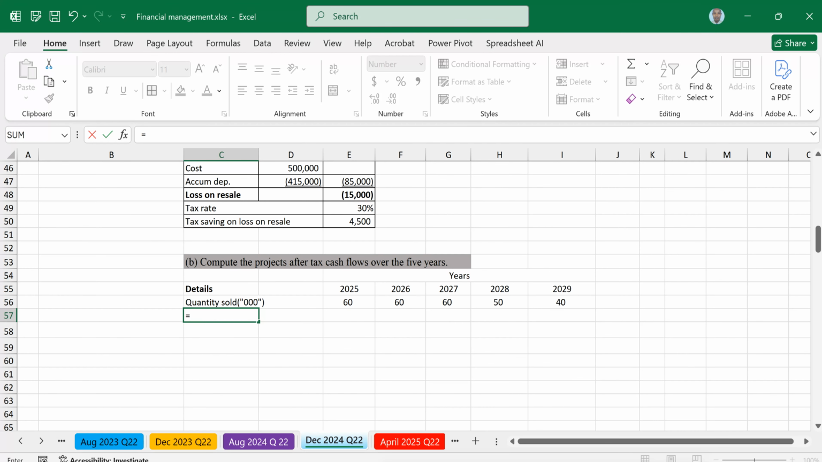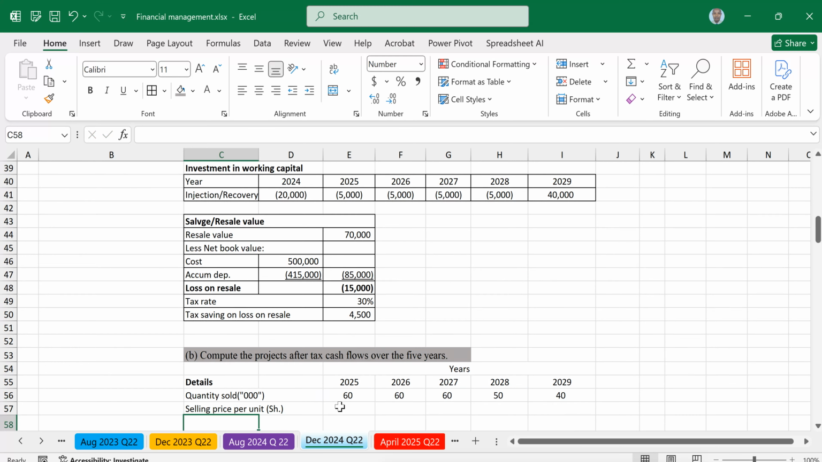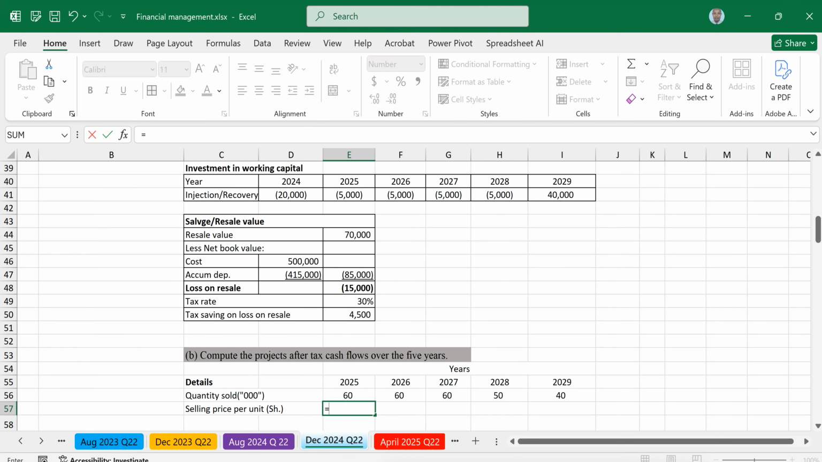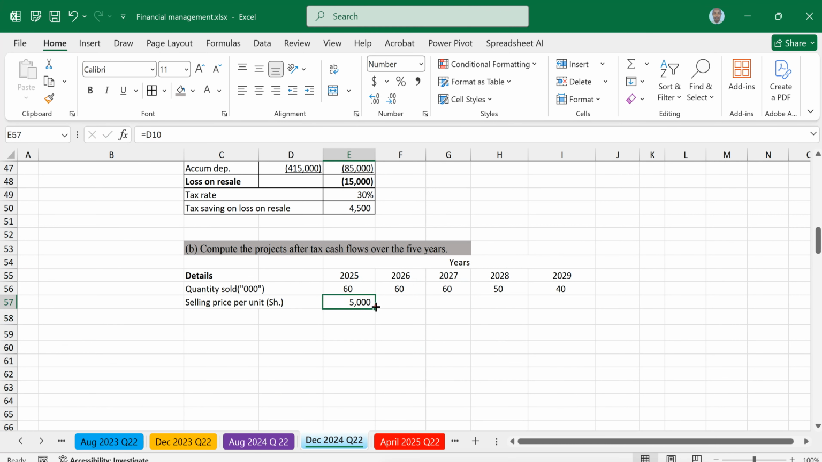Equal sign. Click on selling price per unit, which is 5,000, and drag across. That was the selling price per unit. Drag down, because the other one that follows is variable cost per unit. Then just drag this across as well.